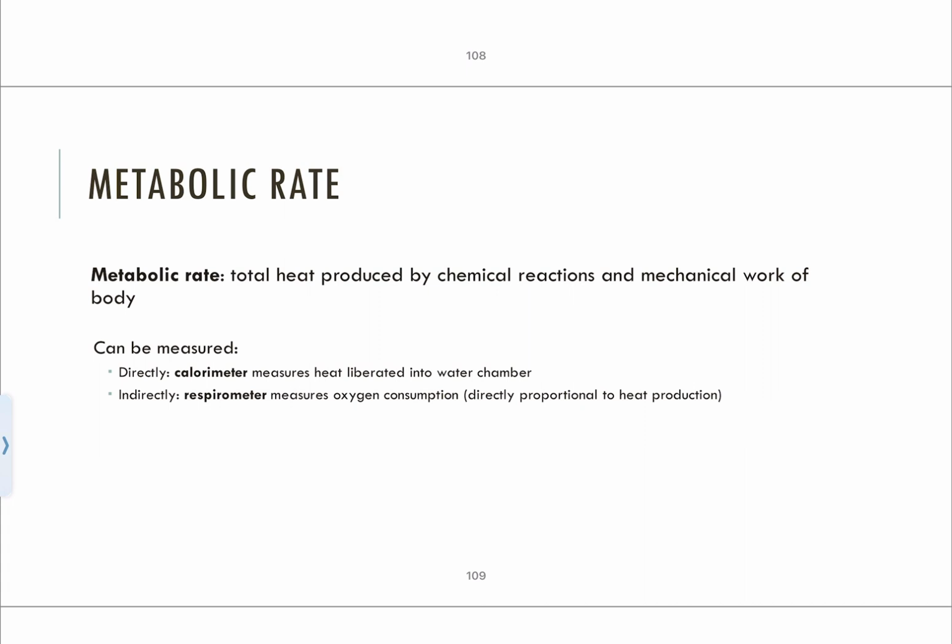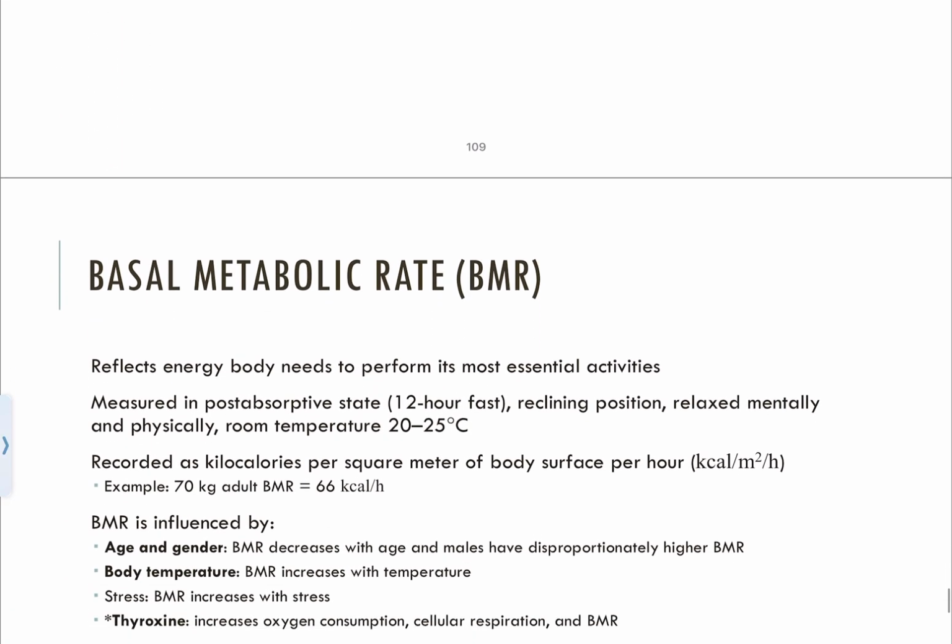It's also the total heat that's produced by all chemical reactions and mechanical work that our body is accomplishing. How do we measure our metabolic rate? Well, we can measure it directly using a calorimeter, and we can measure it indirectly by a respirometer, to measure our oxygen consumption. So when we use a respirometer to measure our oxygen consumption, this is going to be directly proportional to heat production. So typically for each liter of oxygen that we actually consume, the body produces about 4.8 kilocalories of heat.